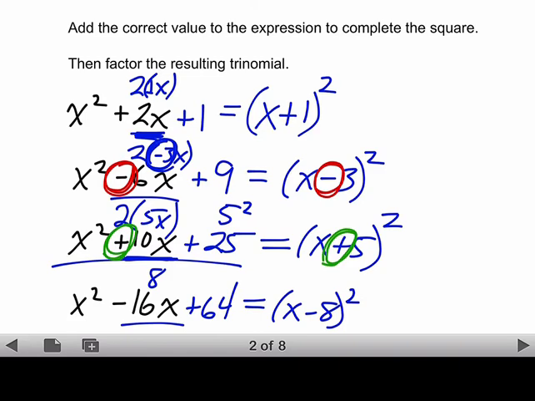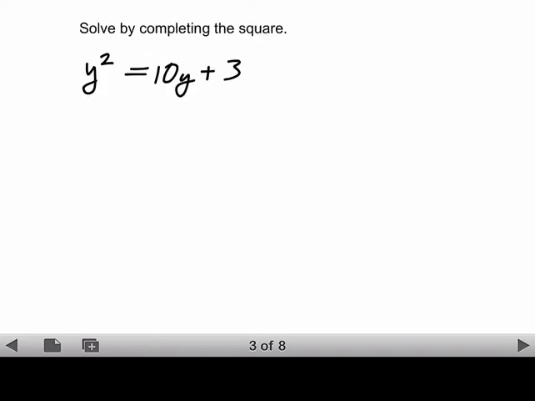Now we'll see how we can use these patterns and this knowledge to solve quadratic equations. And our first such example is to solve y squared equals 10y plus 3 by completing the square. And let's make this look like what we saw in the previous slide. So I'm going to subtract 10y from both sides to get y squared minus 10y. And if you've been paying attention, you have the idea we might be adding something there. So I'm going to leave a gap. Equals 3.